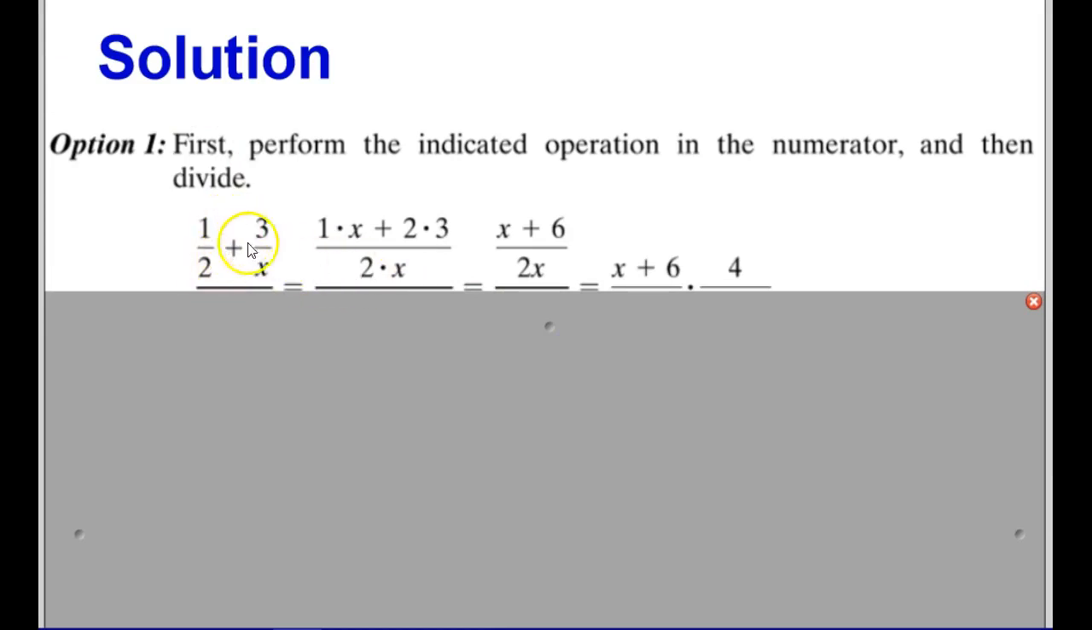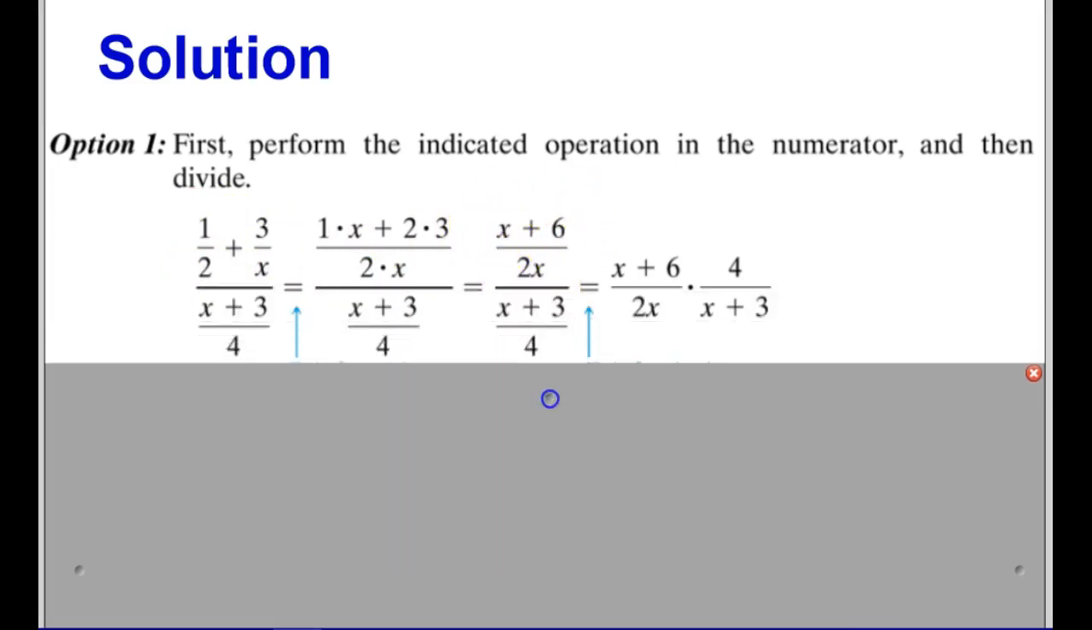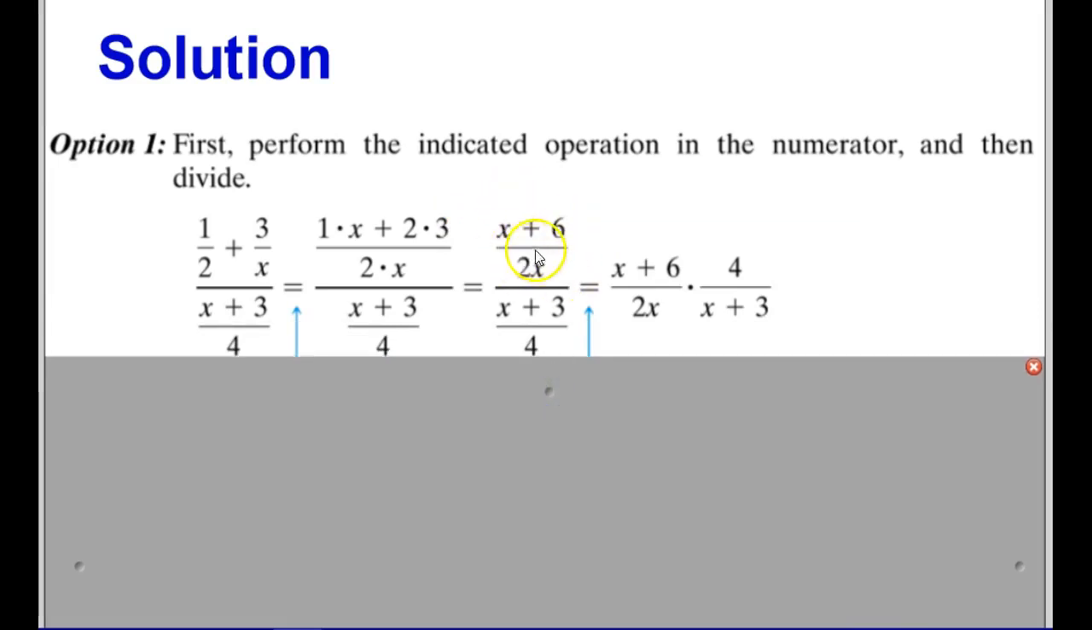So I know I've got 1/2 plus 3 over x. Well, I know my common denominator is going to be 2 times x. To get this numerator, I have to multiply times x. To get this, I have to multiply by 2. So I end up with x plus 6 over 2x. And then I can simplify a little bit more, right?